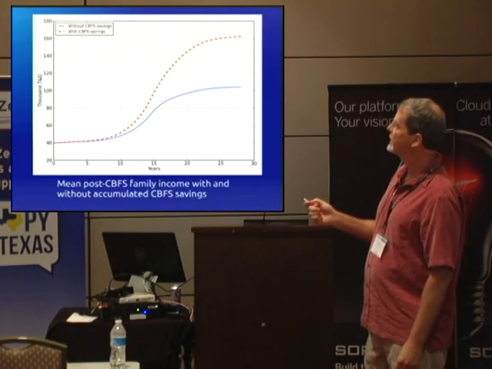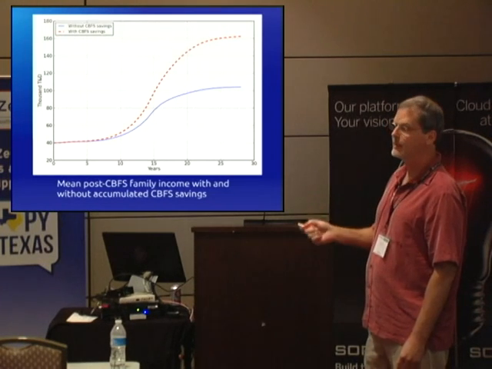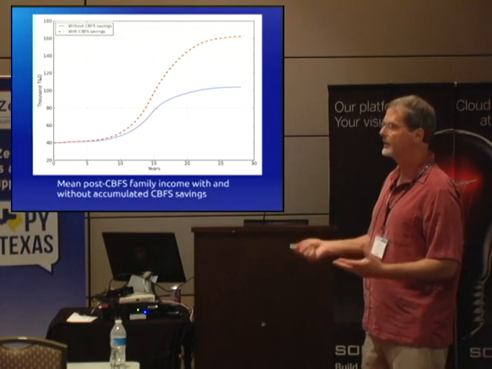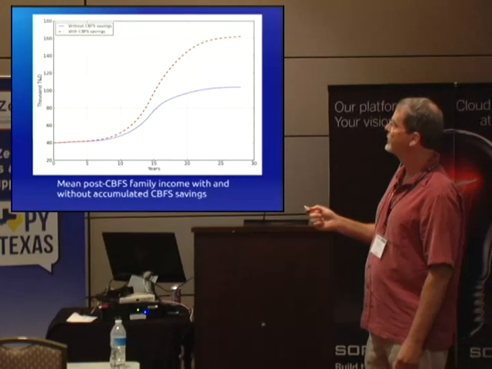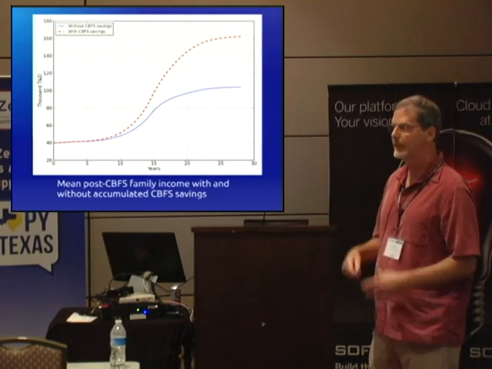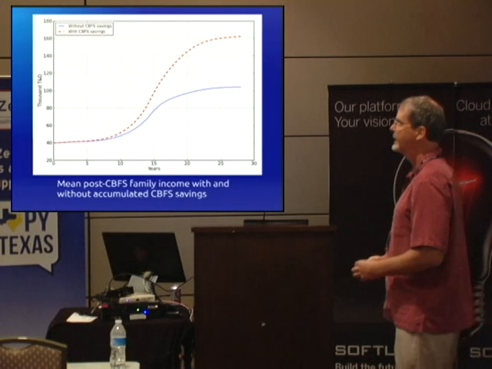This upper dotted line is the income plus the amount of savings that each family has in the system. So by the end of the 28-year period, each family has the equivalent of about $60,000 in savings.